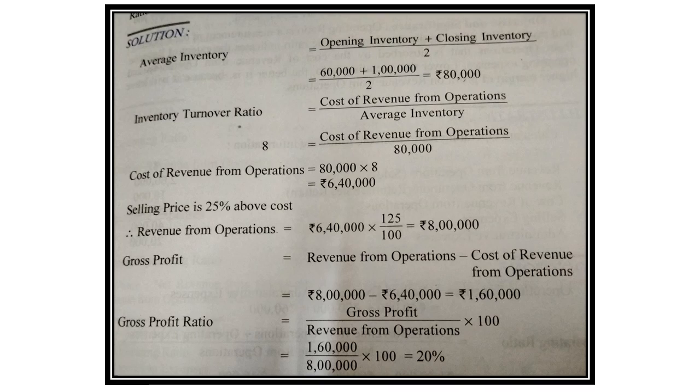For gross profit, remove cost from sales. Sales is rupees 8 lakh and cost is rupees 6 lakh 40,000. Rupees 1 lakh 60,000 is the amount of gross profit. Gross profit ratio, gross profit divided by revenue from operations into 100. So the ratio for gross profit is 20. Gross profit ratio is equal to 20%.